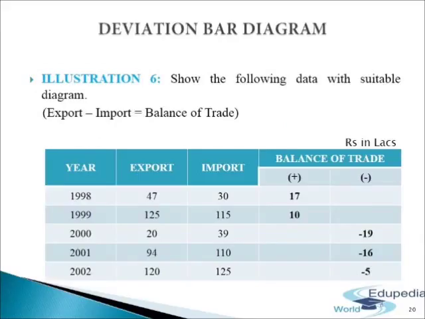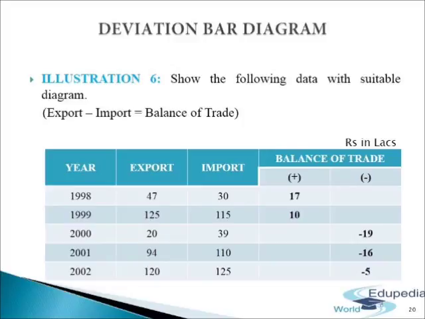Next, we come to deviation bar diagram. These diagrams represent two different attributes of data. These have both positive and negative aspects. Positive values are shown above the baseline and negative values are shown below the baseline. These diagrams are generally used when net changes in data are to be represented like net exports, net imports, net profit, net loss, etc. This we can understand with the help of a following illustration.